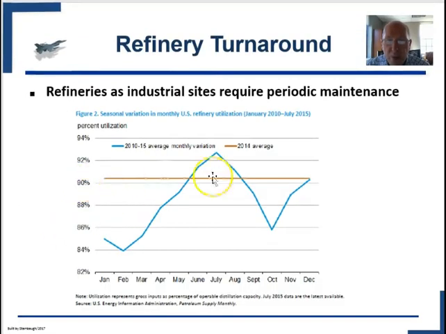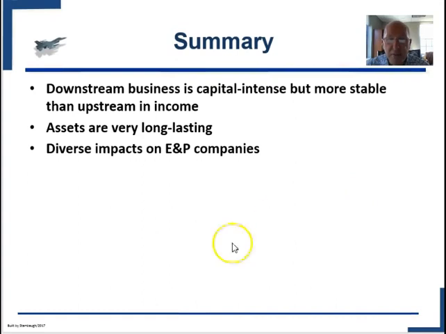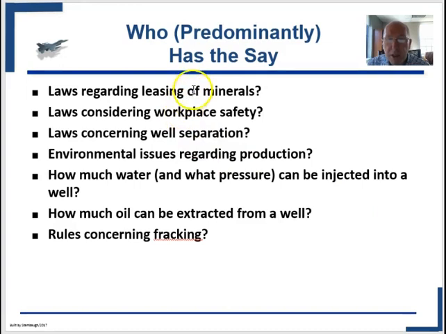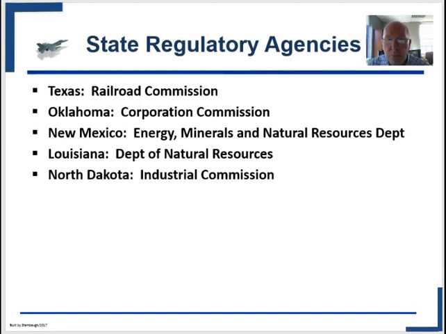Nothing on that slide. I want you to know that refineries are very busy places with high utilization, and that's it for downstream. The key test question looks exactly like this. Know where states have primary regulatory oversight and where the federal government has primary. And these are some of the examples we walked through to illustrate those. So that's an important question to know.